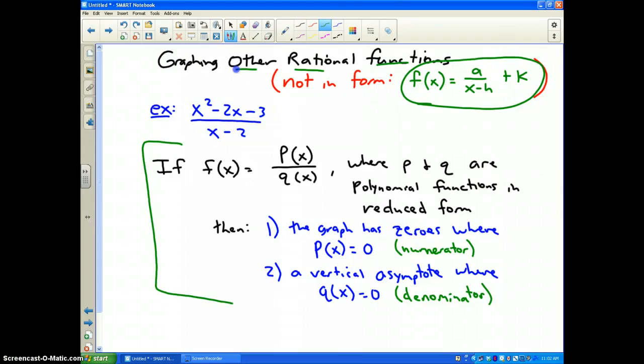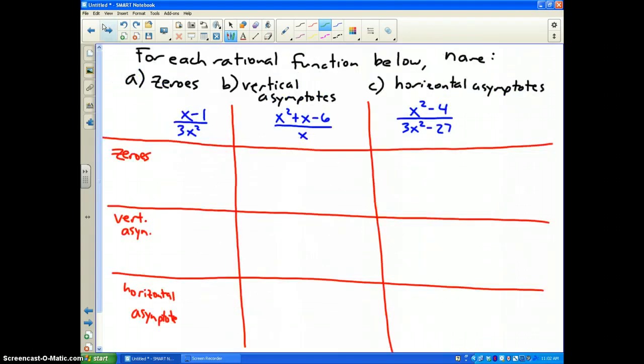First of all, if P of x divided by Q of x is in reduced form, the graph has zeros where the numerator is equal to 0, and it's got vertical asymptotes where the denominator is equal to 0. So let's go practice that. I'm going to skip a couple of slides. Here's a chart with 3 different rational functions, and we're going to do all 3 of them. So if you'd like to pause the video and make this chart, please do.